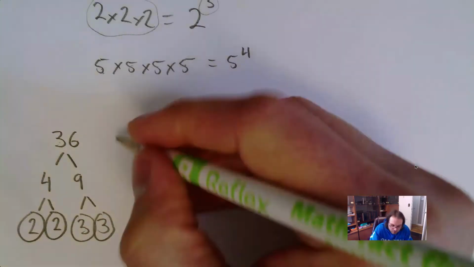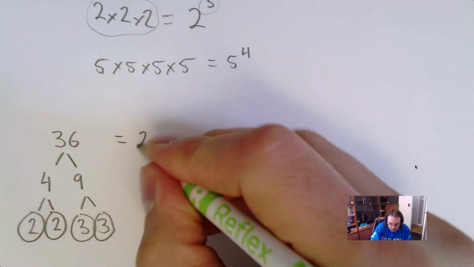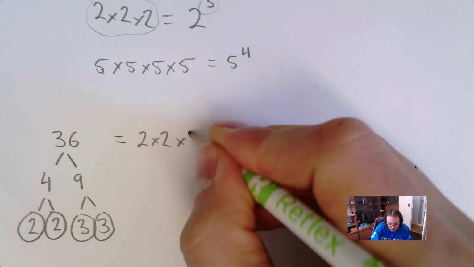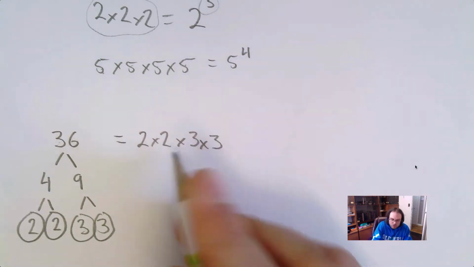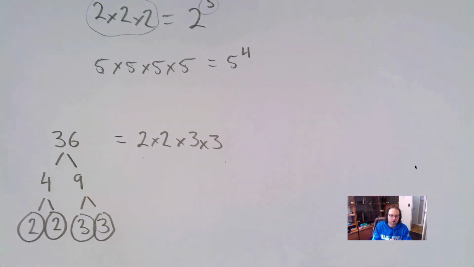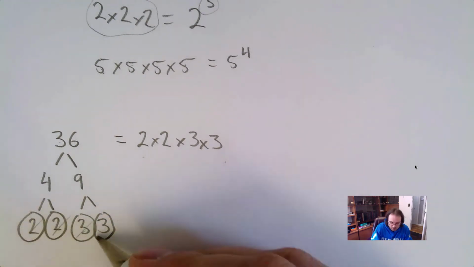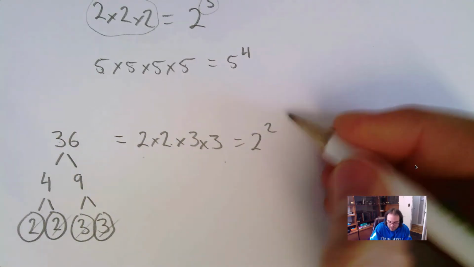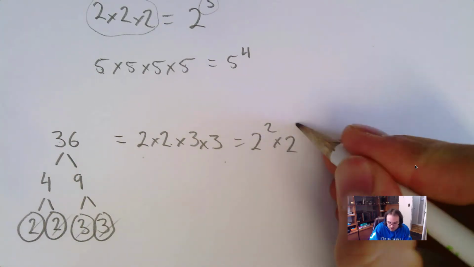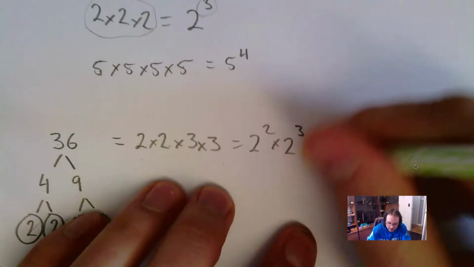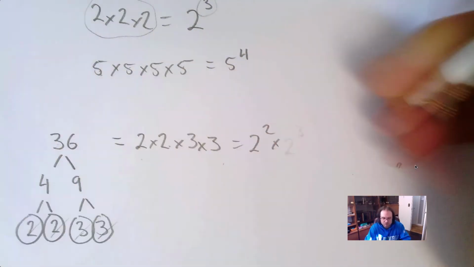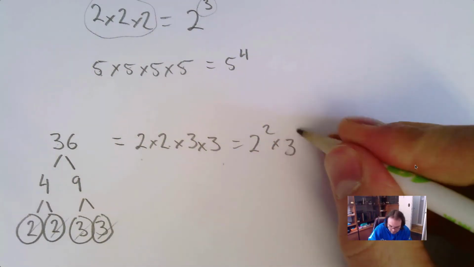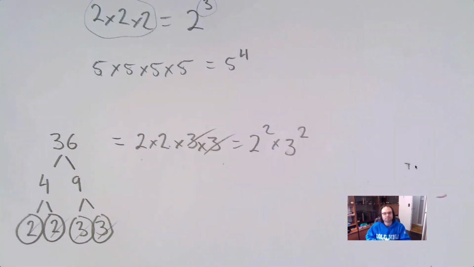So if I was to rewrite this, we have 2 times 2 times 3 times 3. Always go smaller numbers to bigger numbers, organize them. And we've used them all. So that gives me 2 squared, because there's 2 2's, and 3 squared, because there are 2 3's.